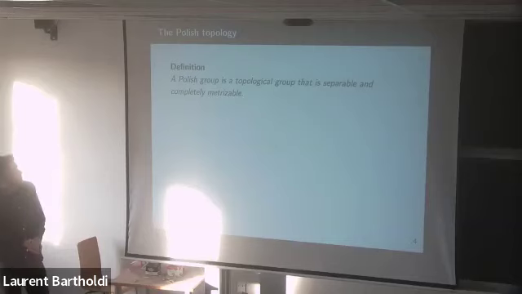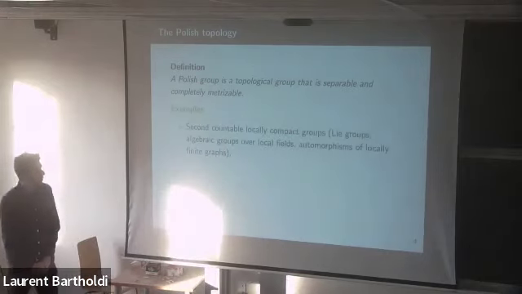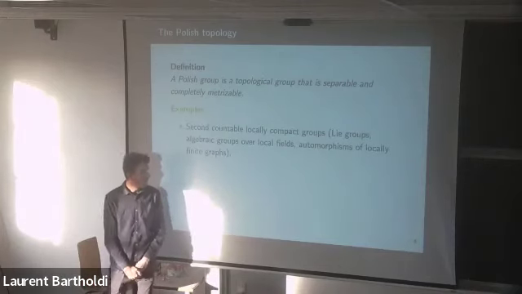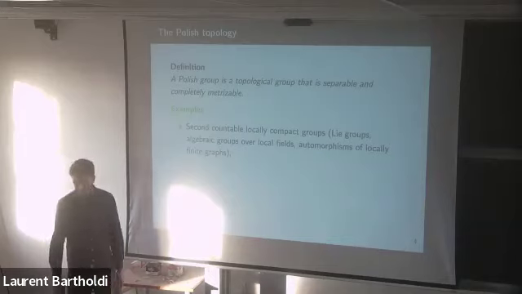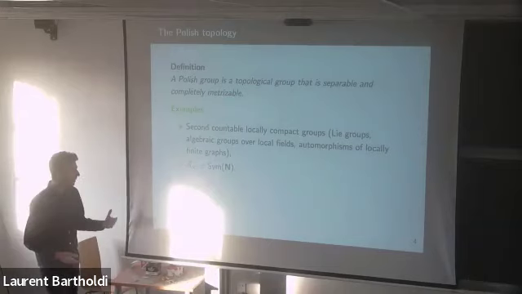So we recall the definition of a Polish group, which is a topological group that is both separable and completely metrizable. They are nice for analysis because they have the Baire property, so we can do arguments as for metric spaces which are separable. Okay, so let me show you a few examples. The first example comes from locally compact groups, which are second countable, like Lie groups, or algebraic groups over local fields, or automorphism groups of locally finite groups. But you have some other groups that are more mysterious.